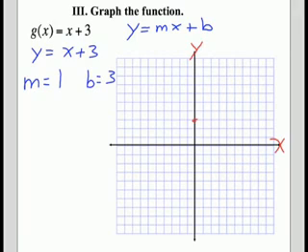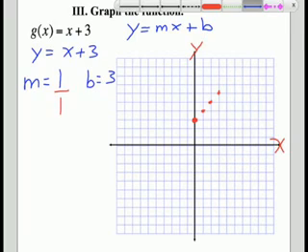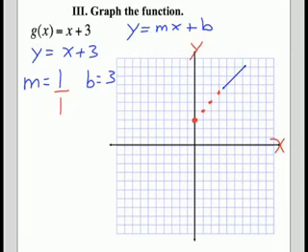Now to graph this, we always plot the y-intercept first, and the y-intercept is 3, so we go on the y-axis to 3 and put a point. And now we use our slope, which is 1, which you can write as 1 over 1, and that's rise over run. So we go from our first point and go up 1 and 1 to the right, and we keep doing that until we fill in our points. And then we take a line and we connect all those points. And there's our graph for g of x equals x plus 3.